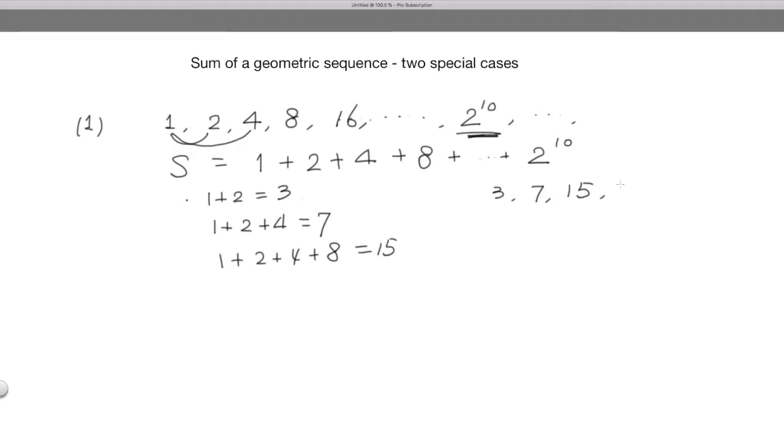And what is the next term? 1 plus 2 plus 4 plus 8 plus 16 equals 31.